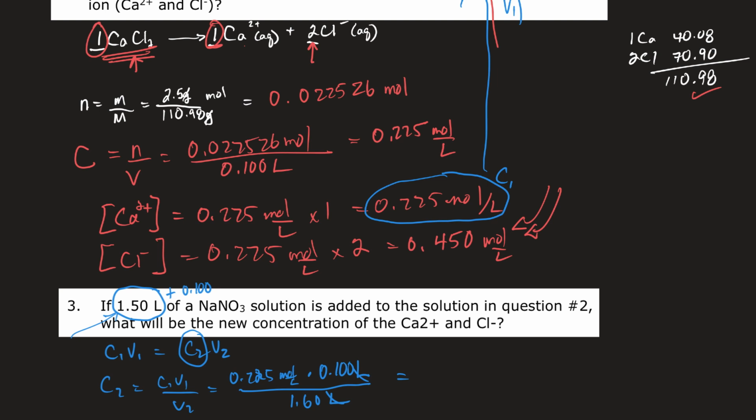Okay, let's hope my calculator still has that number in it. Sure it does. So I have to times that number by 0.1 and then divide it by 1.6. So my new concentration would be 0.014079, etc. And then I would do the exact same thing for the chloride ion too. This would be moles per liter. Yeah. All right. Hopefully that helps you on that one. That's a tough question, that one.